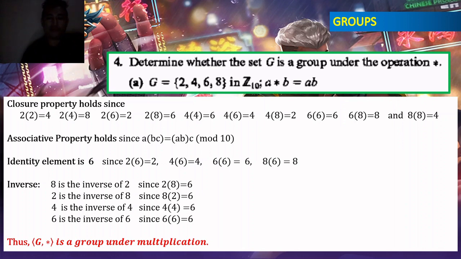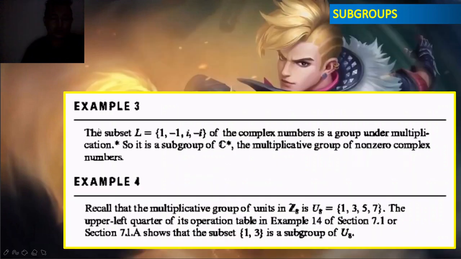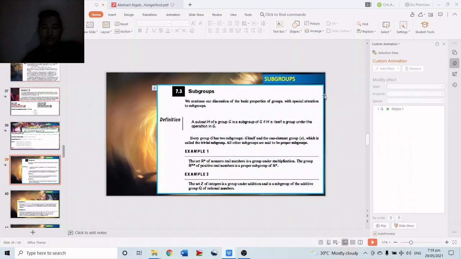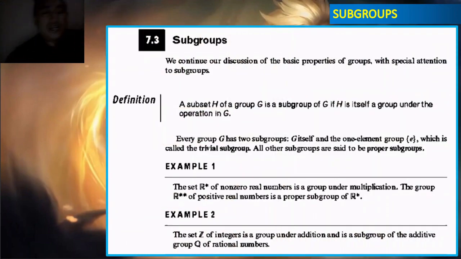In Z10, class. So, next, subgroups. Definition: a subset H of a group G is a subgroup of G if H is itself a group under the operation in G. So, class, what is the definition of our subgroup? H is a subset of the group G. It is a subgroup if H is a group itself under the same operation in G.